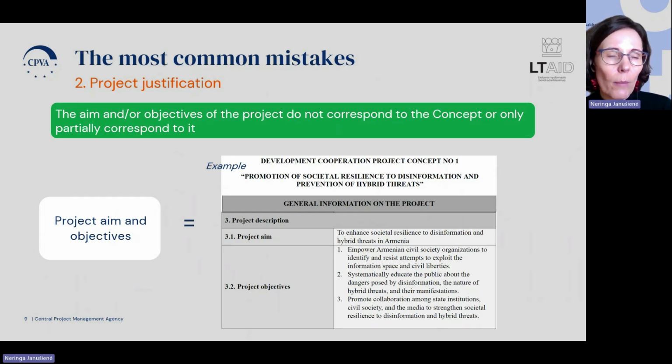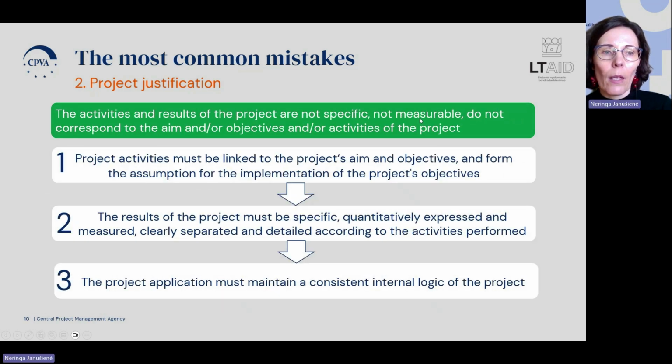And the most common mistake is that the aim and or objectives of the project do not correspond to the concept or only partially correspond to it. Project activities must be linked to the project aim and objectives and form the assumptions for the implementation of the project's objectives. The results of the project must be specific, quantitatively expressed.